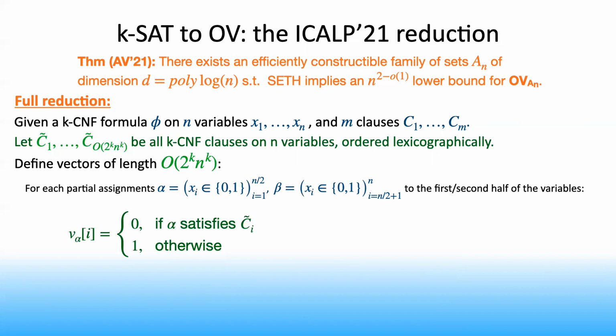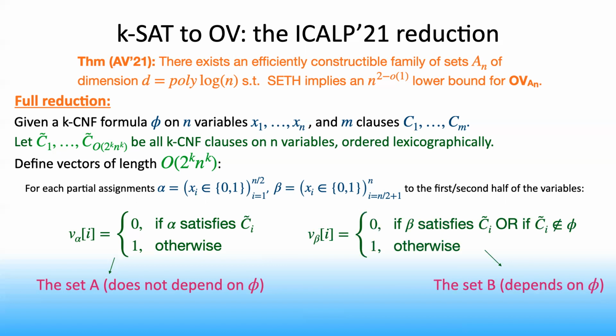Now the alpha and beta vectors are defined pretty differently from each other. The v sub alphas are similar to before, with one crucial difference. We look at all possible k-CNF clauses rather than only at the clauses that are in phi. That is, there is a coordinate for each c tilde i, not just for the ci's. But other than that, the definition is similar. We check if alpha satisfies the clause c tilde i, and then put a 0 or 1 accordingly. All the v sub alphas go into the set A, and notice that this set doesn't depend on anything but n and the constant k. In particular, it doesn't depend on phi. So this set A is just a fixed set.